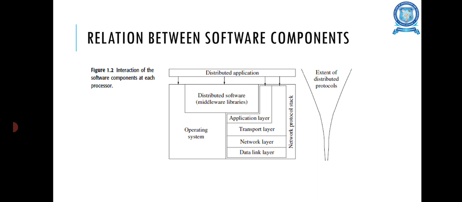Then the relation between software components, that means the interaction of the software components at each processor. Here the first one is the distributed application. In the distributed computing system, each node consists of a processor, that is the CPU, the local memory and the interface. The communication between any two or more nodes is only by message passing. There is no common memory available. Then distributed software is also termed as middleware.